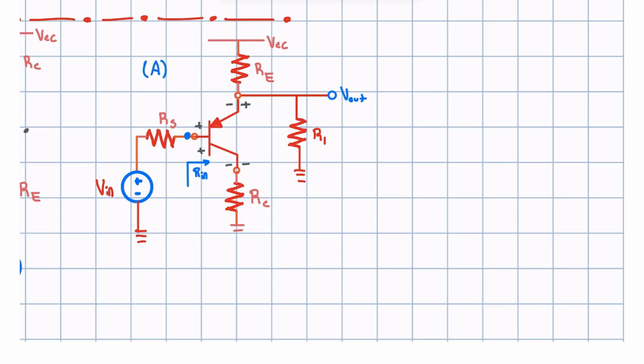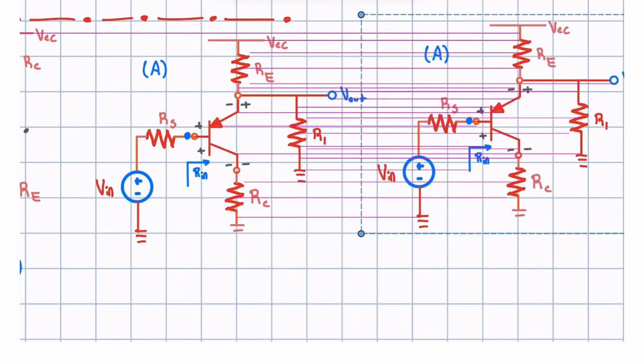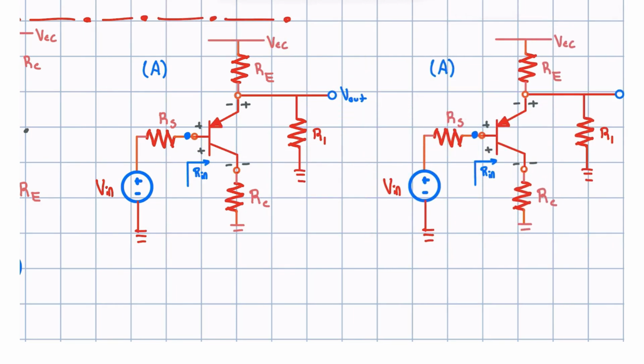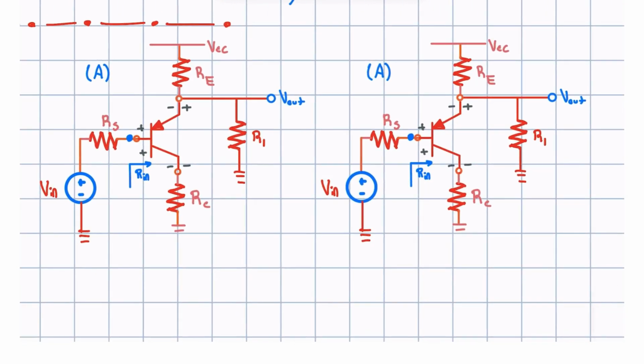So let's redraw this in AC analysis. How do we do that? Well, when we're redrawing in AC analysis, anything that touches VCC, VCC is going to be converted to ground. So let's get rid of this VCC and imagine this as ground.